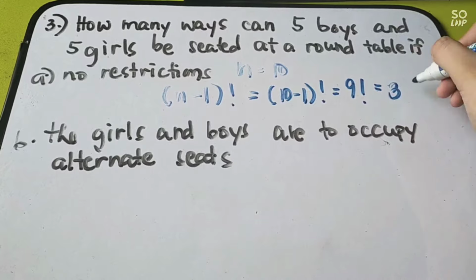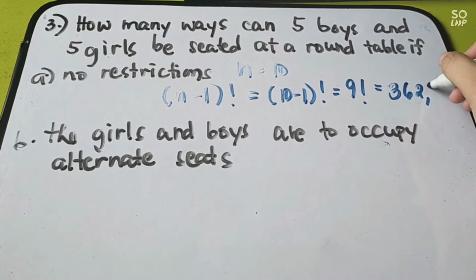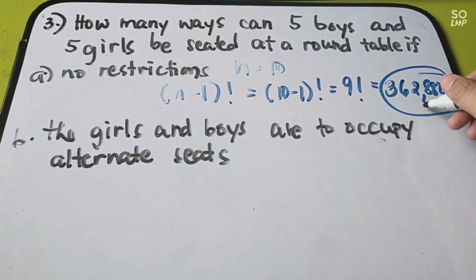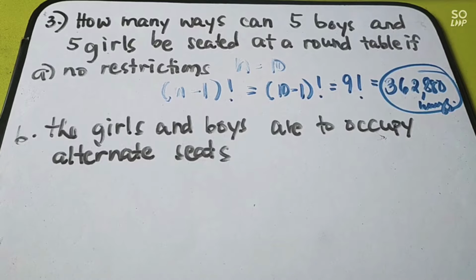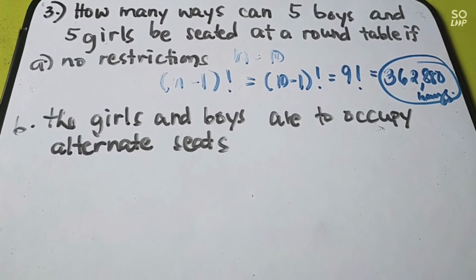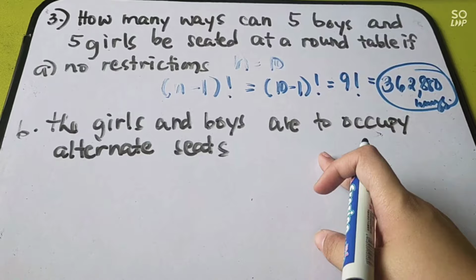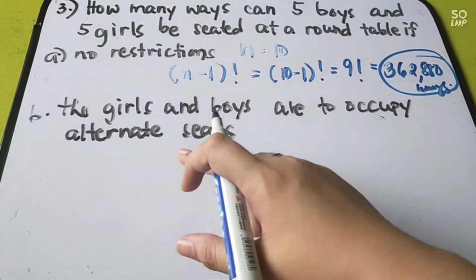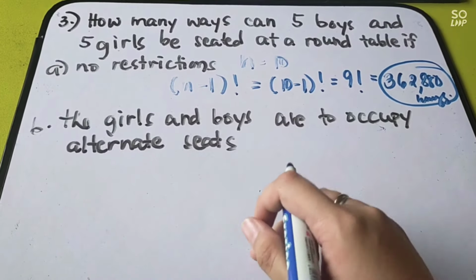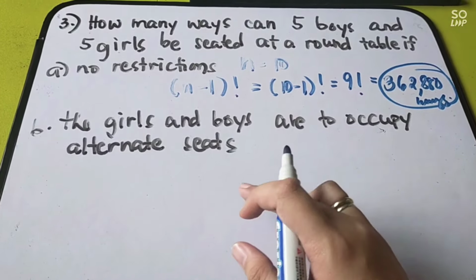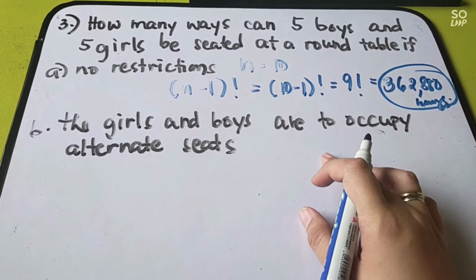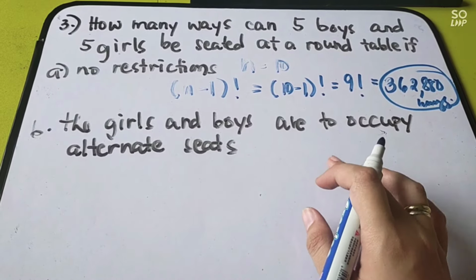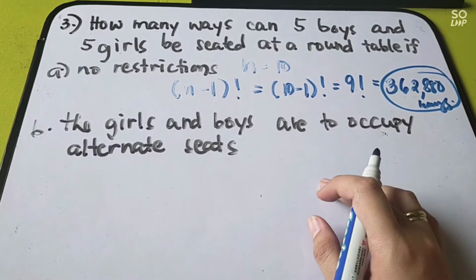Sagot po dun ay 362,880 ways. Next tayo. Letter B. The girls and boys are to occupy alternate seats. Since alternate siya, boys, girls, boys, girls, boys, girls, you are going to assign a boy in a specific chair na. Then, you will let other 4 be seated around the table.